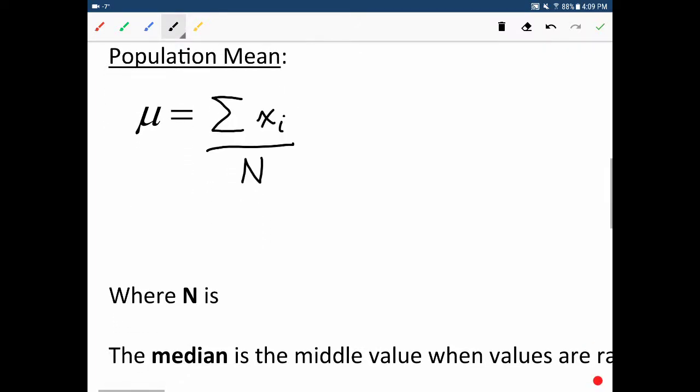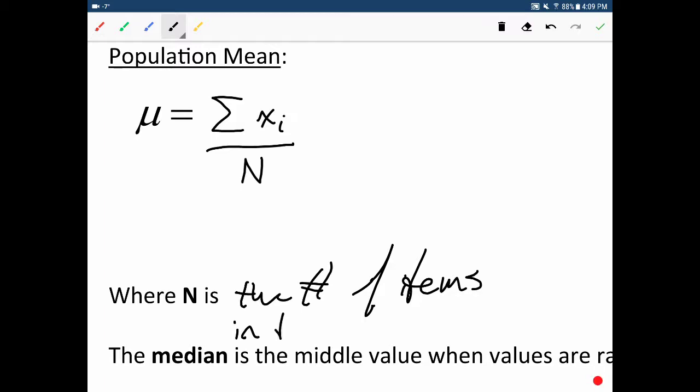It's capital N for a population mean, because that is the number of items in the population.